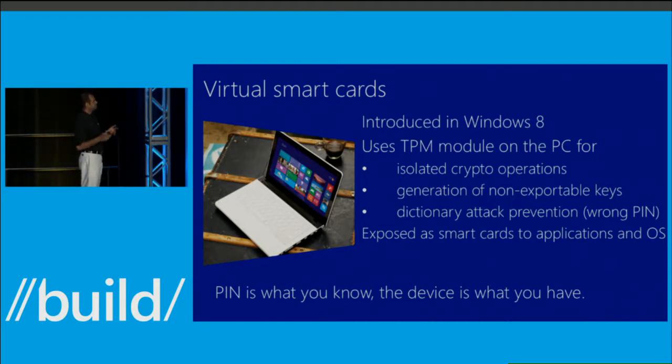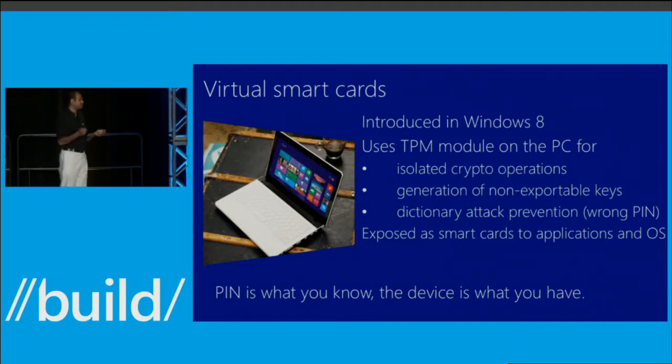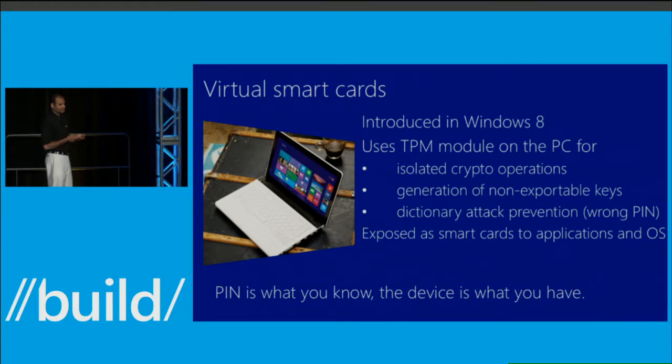So this TPM virtual smart card is exposed as a smart card to applications in the OS. Any application that knows how to talk to smart cards can talk to these devices. The PIN is what you know, and the device itself, the PC itself, is what you have. That makes it a two-factor auth, with the possession of the device. And it's important here, a lot of people ask, how is this two-factor? Because usually you have one device. It is two-factor when you're authenticating to a network resource. If you're authenticating to that PC itself, it's not really two-factor authentication. So that's a clear distinction here. We need to keep that in mind.